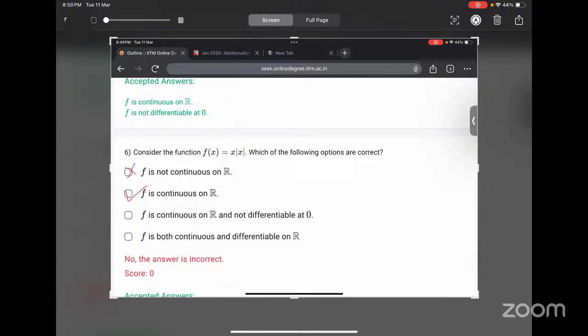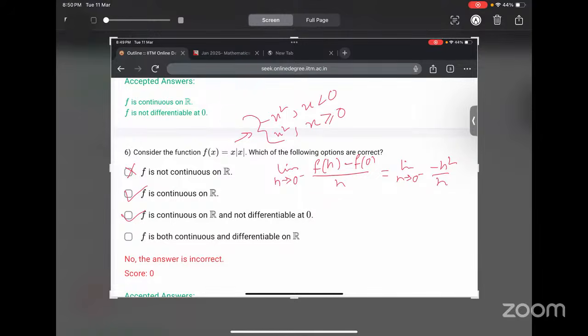It's differentiable, right? So the left hand derivative is the limit as h tends to 0 minus of f of 0 plus h minus f of 0, divided by h. This will be the limit as h tends to 0 minus of minus h squared by h. The function is minus x squared if x is less than 0 and x squared if x is greater than or equal to 0. As a result, we will get 0.